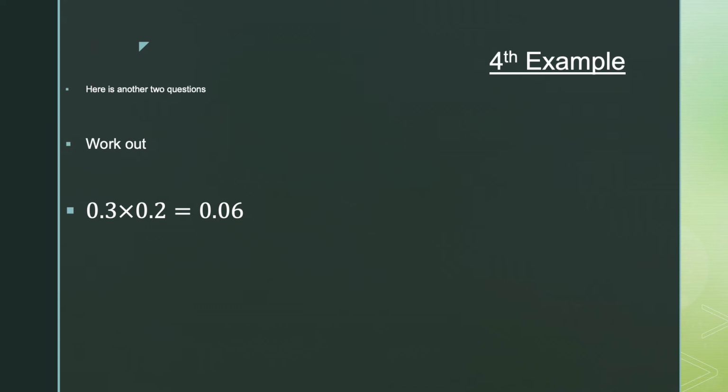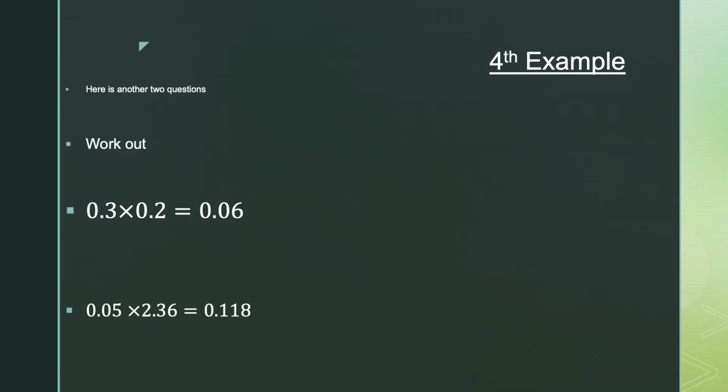Okay, so the answer would be 0.06. And a little rule here, guys: if you multiply a number by a decimal, the answer should always be smaller. That's another little check: if you multiply by a decimal, your answer should always be smaller.